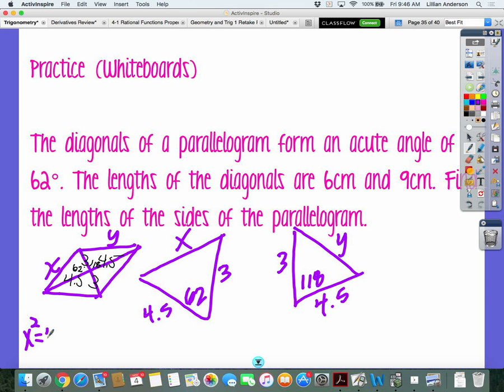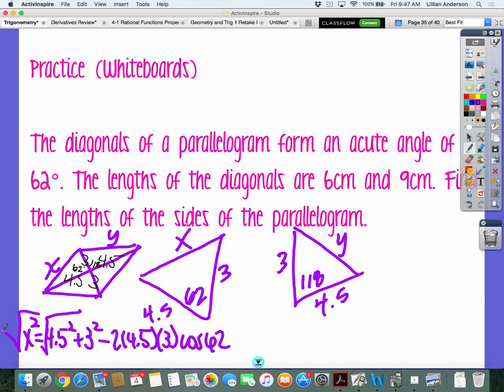But they are similar to each other. One was 4.5 squared plus 3 squared minus 2 times 4.5 times 3 cosine 62. You are going to have to take the square root of that. And what do you get? Like 10? Oh, 10.3. Okay.